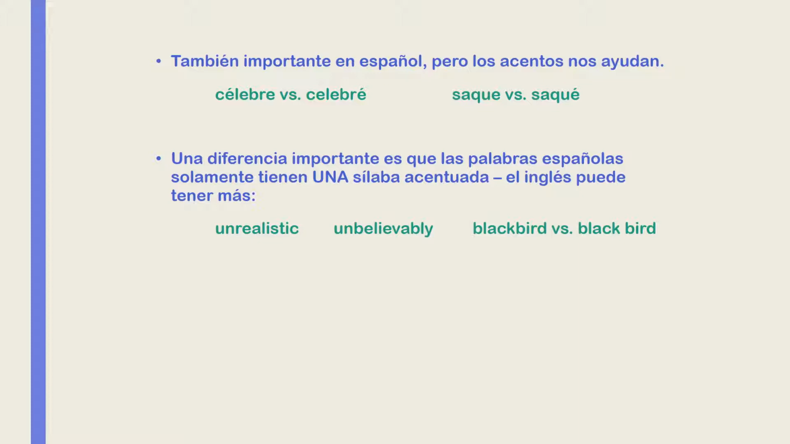In Spanish, however, there can only be one accented, emphasized syllable per word. And I want to say that again. In Spanish, there's only one emphasized syllable, a little bit extra air, a little bit extra oomph. There's only one syllable per Spanish word, whereas in English we can have more.